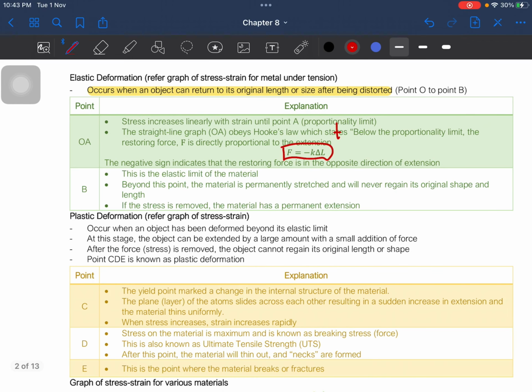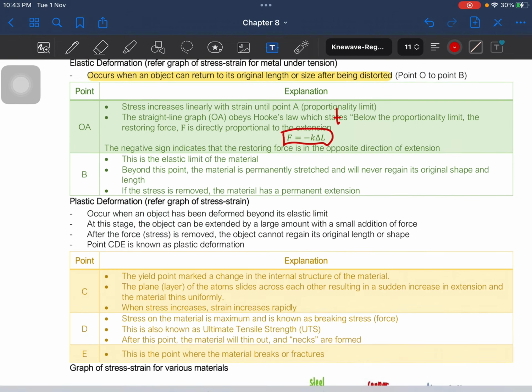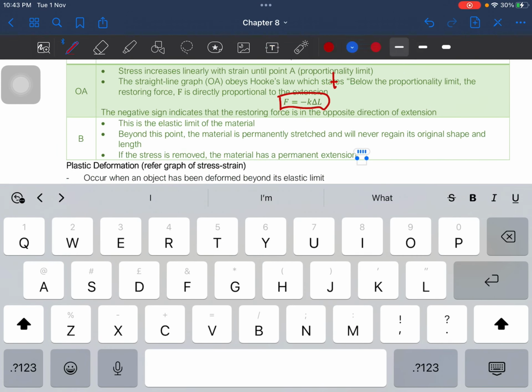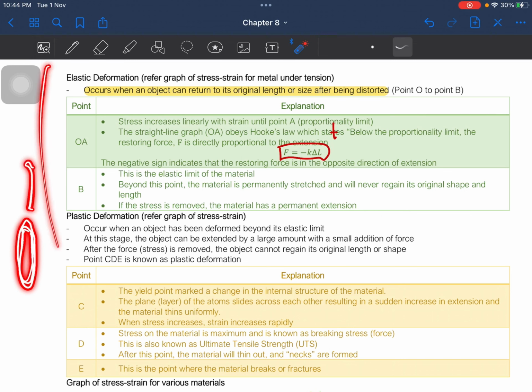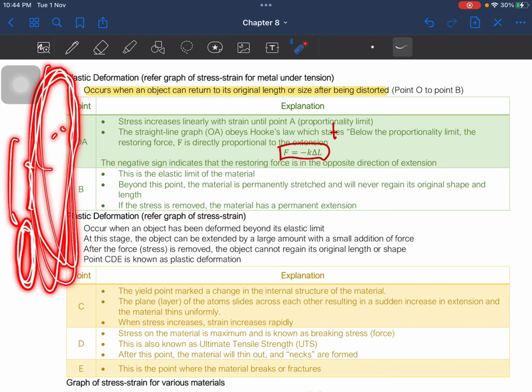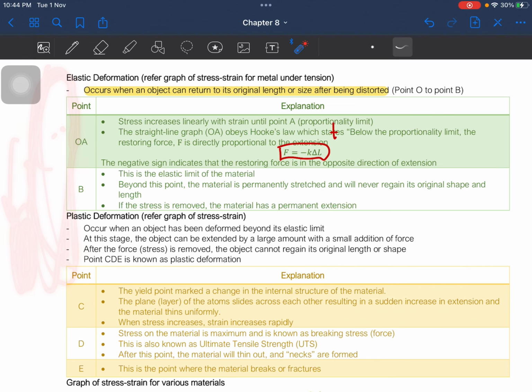Point B is the elastic limit of the material. Anything beyond this point, the material would be permanently stretched and will never regain its original shape and length. If the stress is removed, the material has a permanent extension. For example, if you stretch a rubber band beyond point B, past its proportionality limit, it would stay that way. It wouldn't go back to its original size and length. So that is for elastic deformation.